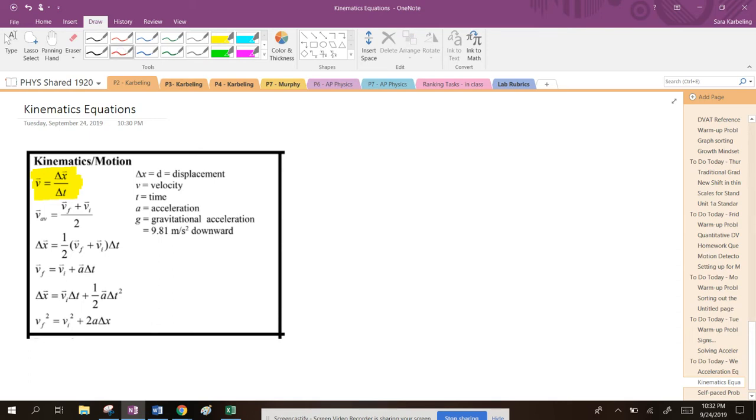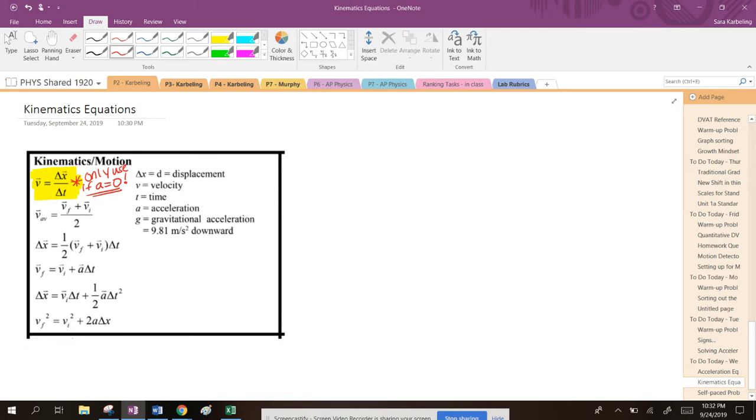And the thing that I want you to know about this, and you may want to write this down either on notes or on your equation sheet, is that this first equation can only be used if the acceleration is 0. So only use it if the acceleration is 0. It does not work otherwise because it is assuming that your velocity is constant.